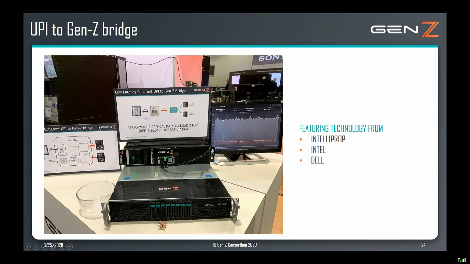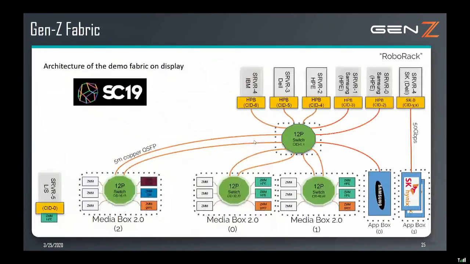And in this particular UPI example, we're showing it's about 4 or 8 times faster than if you were trying to do the same transaction to an SSD. So yeah, just showing the power of Gen Z connected memory. And then this final slide is an architectural view of that earlier slide of the rack.